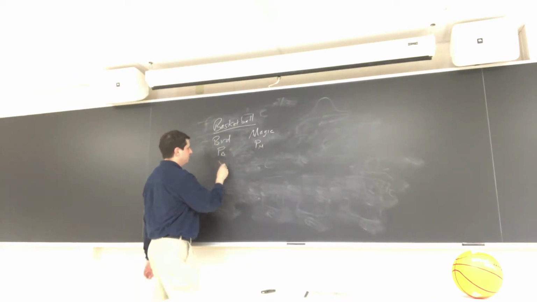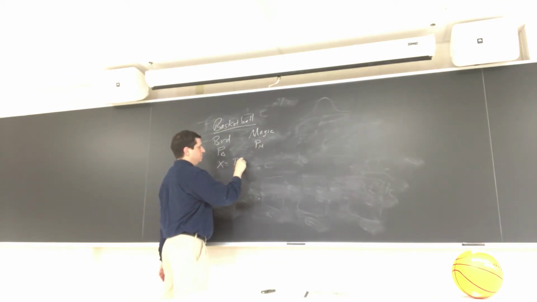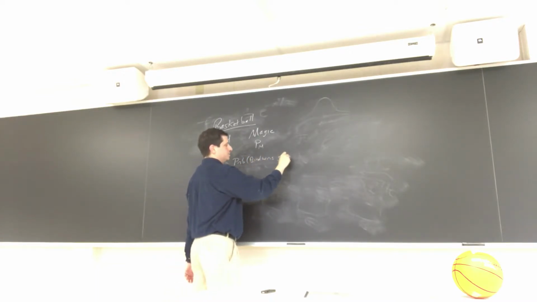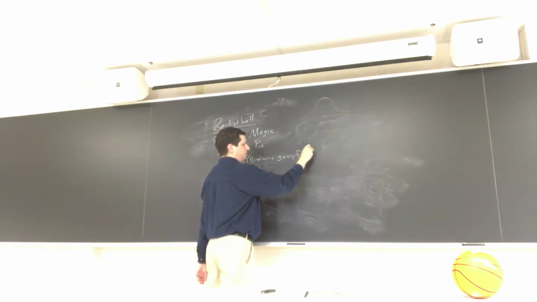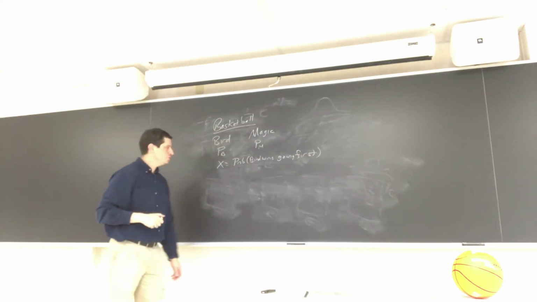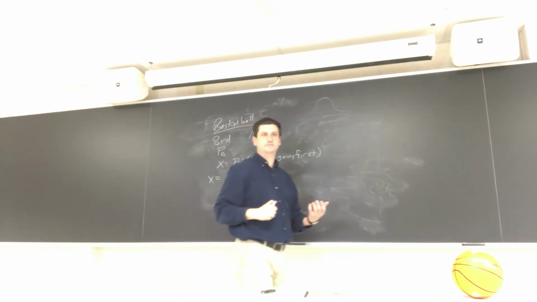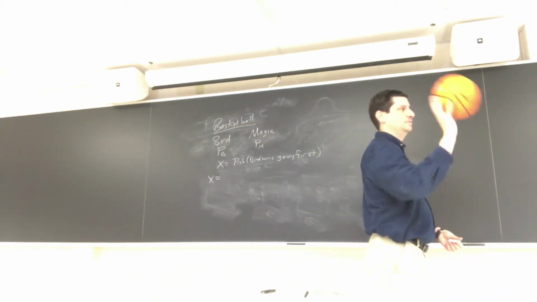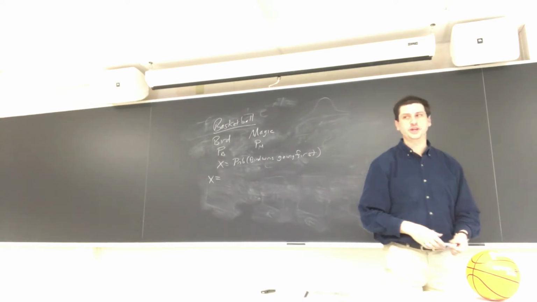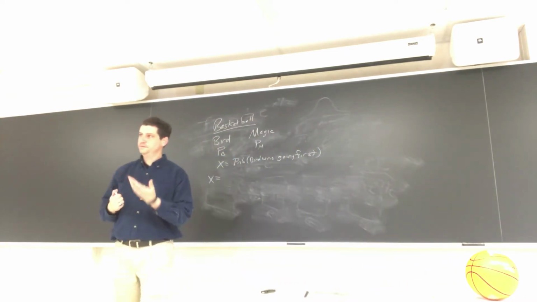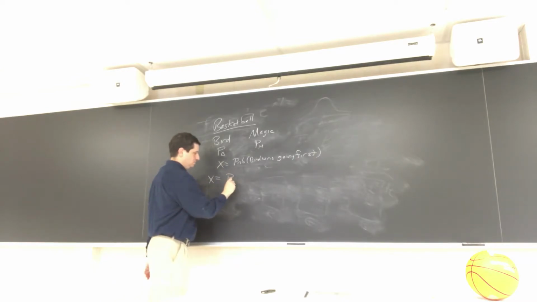And we let X be the probability Bird wins going first. Our first solution: how could Bird win on his first shot? There's only one way. The ball goes in. What's the probability Bird wins on his first shot? P sub B.